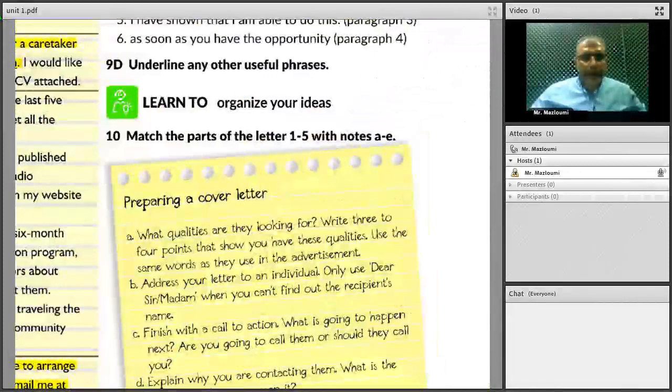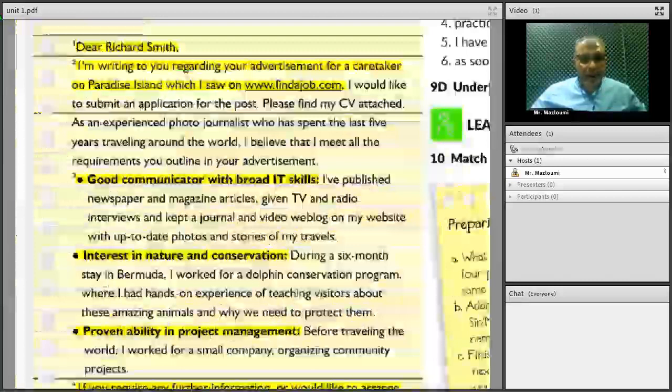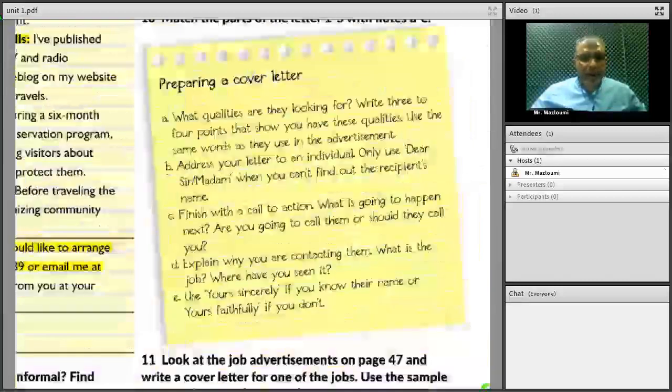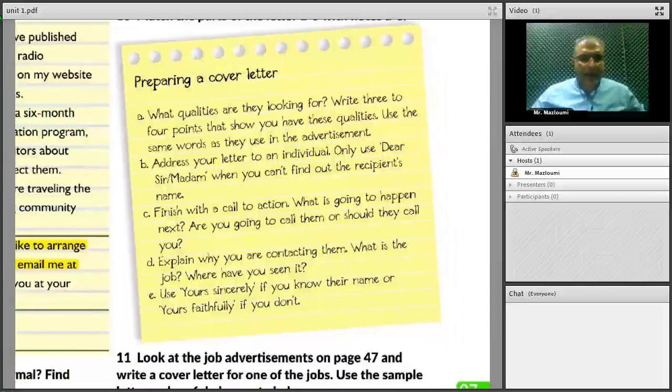Learn to organize your ideas. Exercise 10. Match the parts of the letter 1 through 5 with notes A through E. Okay, so the letter here and the parts of the letter. Preparing a cover letter. So how to prepare a cover letter. These are the steps. A. What qualities are they looking for? What skills, characteristics, features are they looking for?